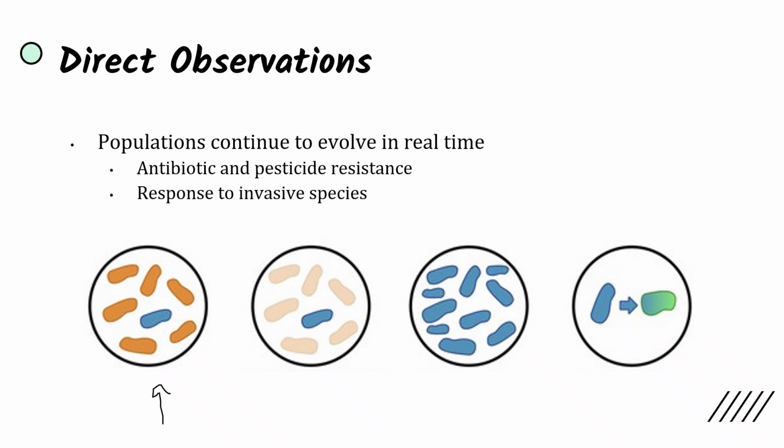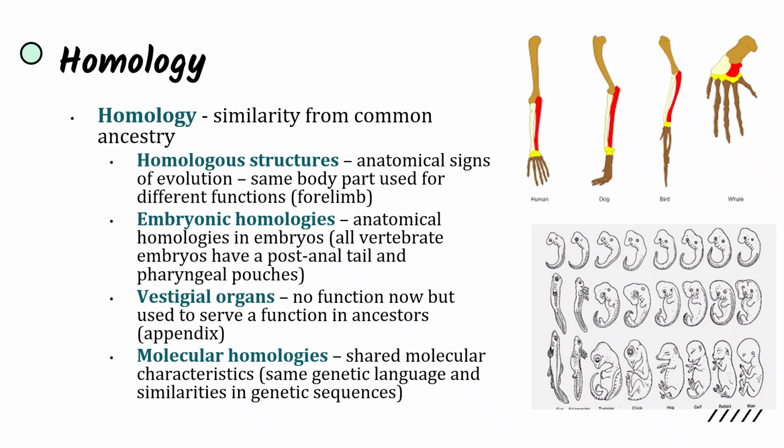For instance, here we have all of these bacteria, and one has this antibiotic resistance gene, so when antibiotics kill the rest, this bacteria will be able to reproduce, and now the entire population is full of antibiotic resistant bacteria. Same thing with insects and pesticides. There may be an insect that is able to resist the pesticide, and so will survive and reproduce, and now the population will be full of pesticide resistant insects. We also have responses to invasive species, and so we can see evolution happening all around us in real time through direct observation.